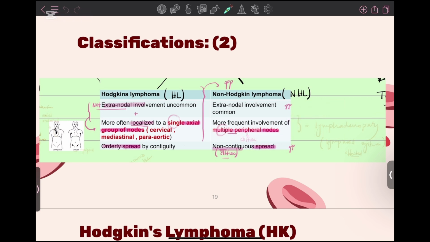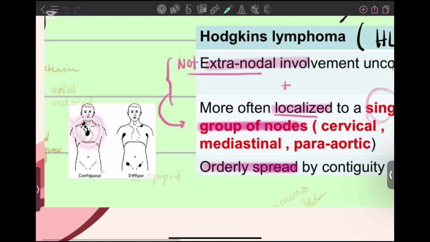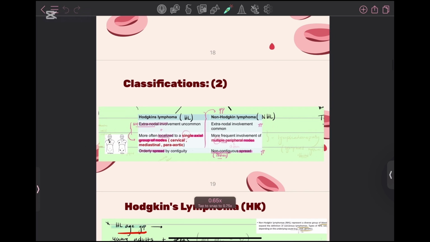And something else is the type of spread. In Hodgkin's you're going to see an orderly spread of the lymphoma. In non-Hodgkin's it's a non-contiguous spread, more diffuse. This is for example Hodgkin's: look, it's more of a cervical, axial group of lymph nodes, one after the other, in order. But for non-Hodgkin's we said no, it's not following a certain order, it could be everywhere.